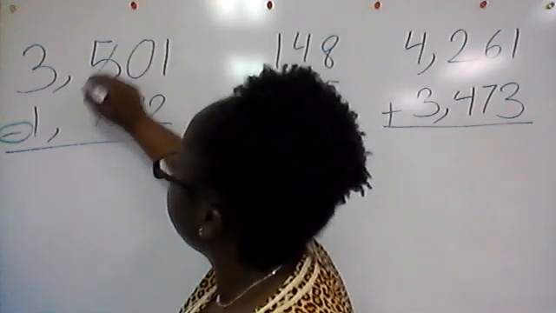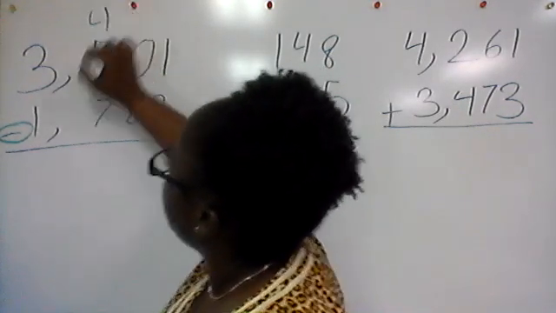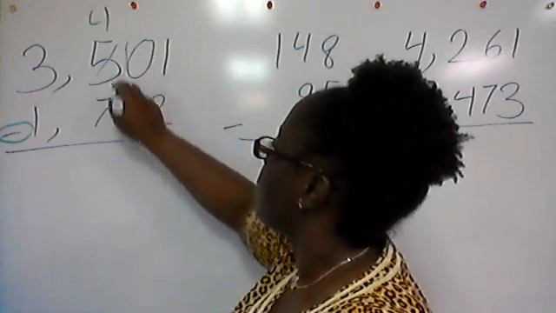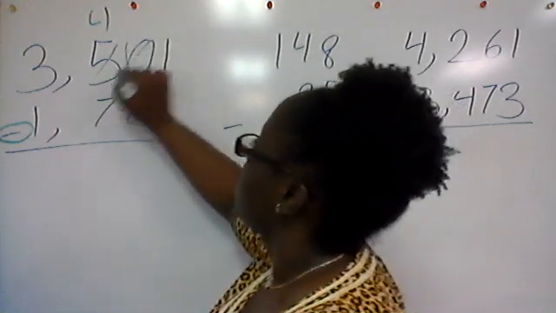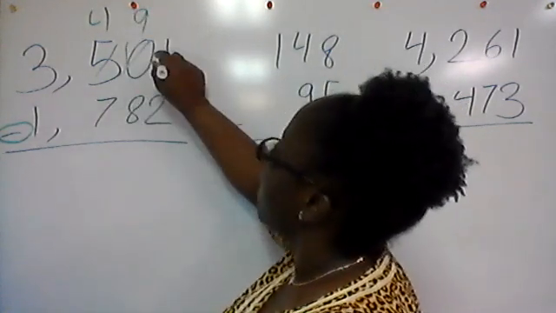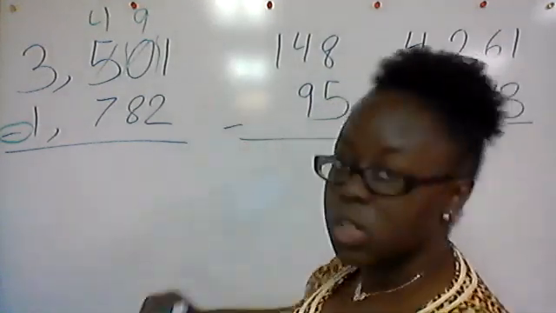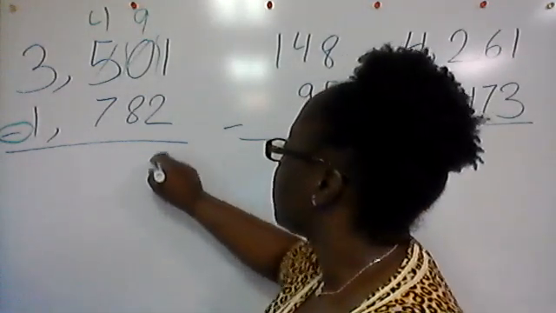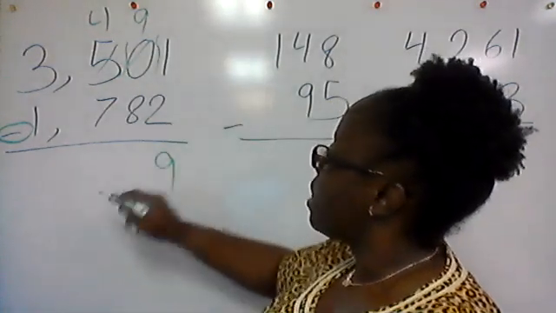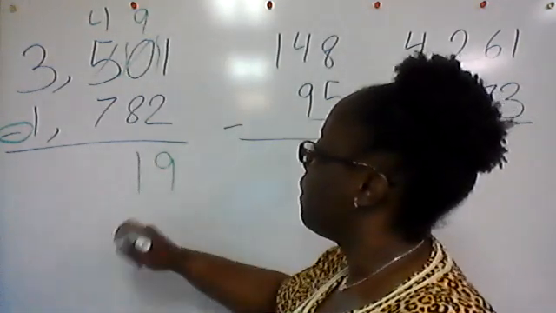So I take 1 away, leave him with 4. He gives me 10, so I am left with 11. 11 minus 2 equals 9. 9 minus 8 equals 1.